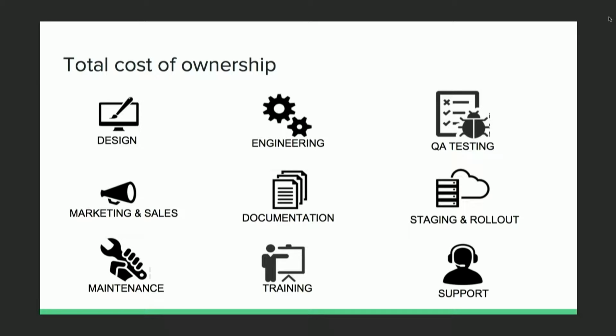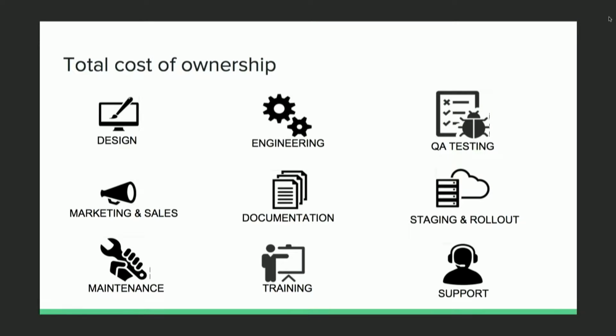So these are just some of the things that have to be done: design, engineering, QA, marketing and sales, documentation, staging and rollout, maintenance, training, support. Each one of these actually has a team, an expertise, time, cost, money, right? So you may be looking at a brief that doesn't seem that big, but when you look at the overall cost, it depends on the project, but it could be a year or two of effort, the lifespan of the project. This is a lot of people, a lot of time, and a lot of money. So when you're looking at that brief, you're really just looking at the tip of the iceberg.